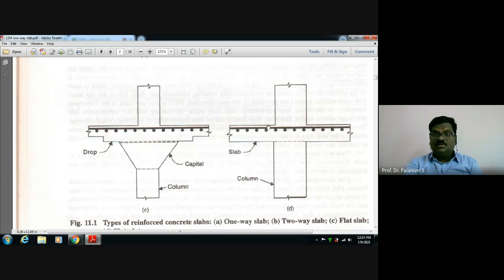But near the column, the shear will be high. Punching shear, one-way shear, so many shears are there. The shear force will be more, so more shear resistance is required. For that, special shear reinforcement will be provided around the column in this slab to resist shear. But the slab will be flat, with uniform thickness everywhere. We call it a flat plate.